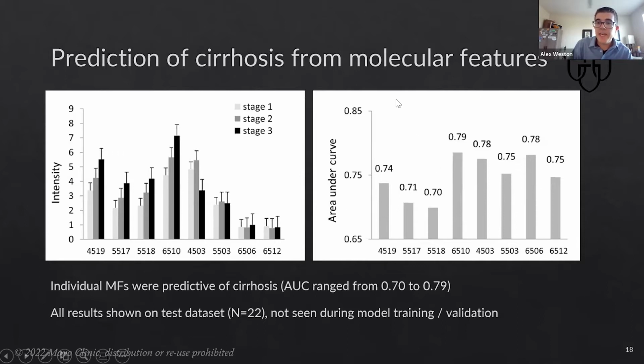And then finally, the AUC values, or area under the receiver operating characteristic curve, for each of these peaks individually is shown on the graph on the right. And so these ROC values range from 0.7 to 0.9. So we got fairly good performance just from these individual peaks alone.